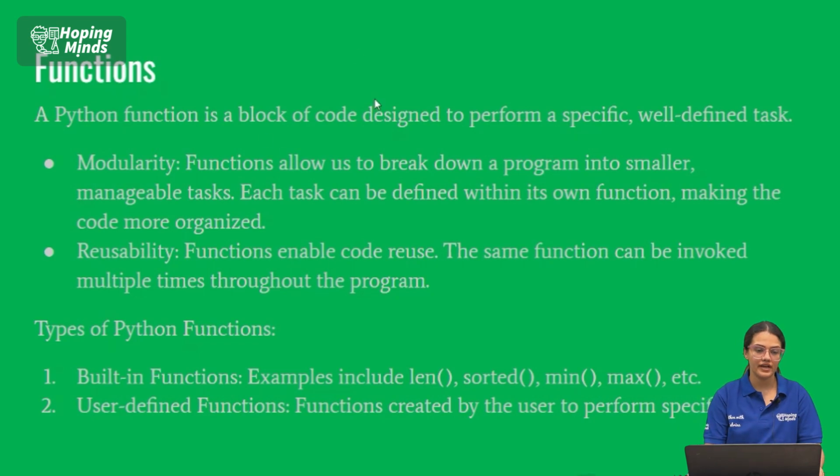So what is written over here? It is a block of code designed to perform a specific or well-defined task. Why do you think we need functions? For example, if you want to develop a website, you need to have certain sections. Under the first section, you write a function named order a pizza. Once you order a pizza, then you move to another function which says bake a pizza, then deliver the pizza.